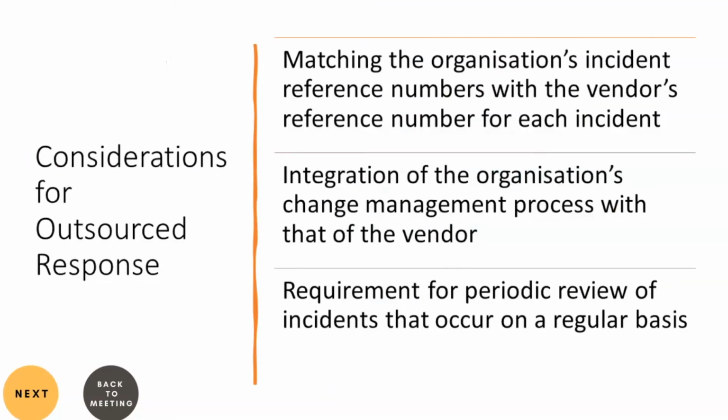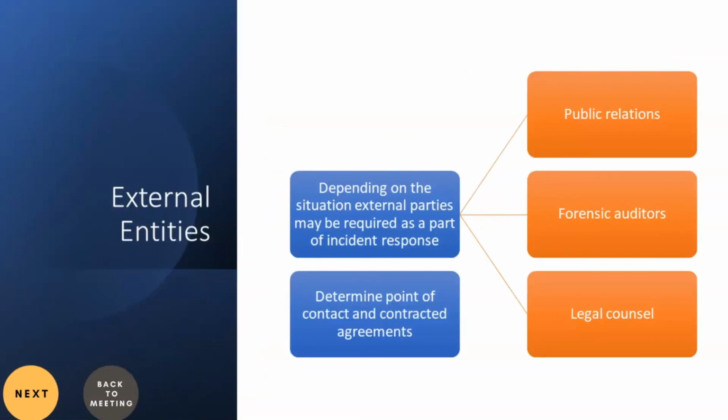Kumar, we hire a third party for incident response. So, Matthew, if you hire a third party for incident response, then you need to add some more processes. You need a process which will match the organization's internal incident reference number with the vendor reference number for each incident. A process is also required for the integration of the organizational change management process with that of the vendor. And finally, a third process is required, which will be a periodic review of the incidents that are occurring on a regular basis. Kumar noted on this.